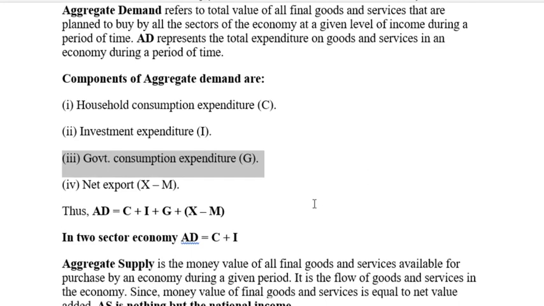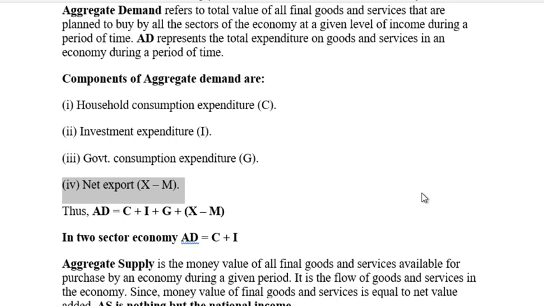Then we have the last component of aggregate demand, which is net export. For that we have X minus M, where X denotes exports and M denotes imports. It is defined as the aggregate of all foreign countries' demand for goods and services over our country's demand for foreign countries' goods and services. It depends upon foreign exchange rate, terms of trade, trade policy, etc. Net export can be positive, negative, or zero.